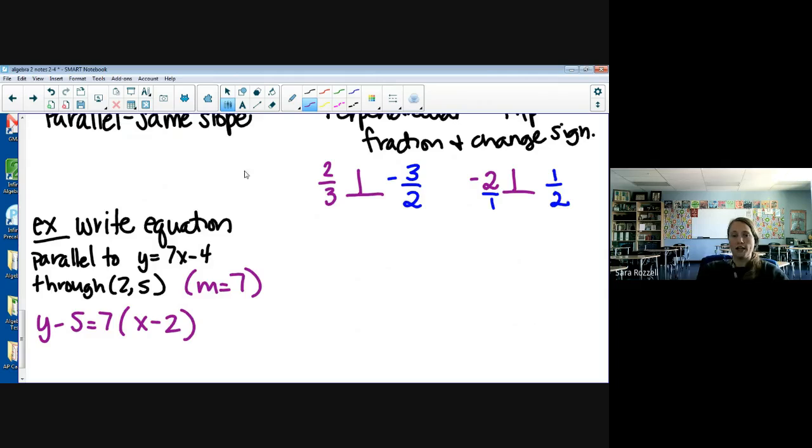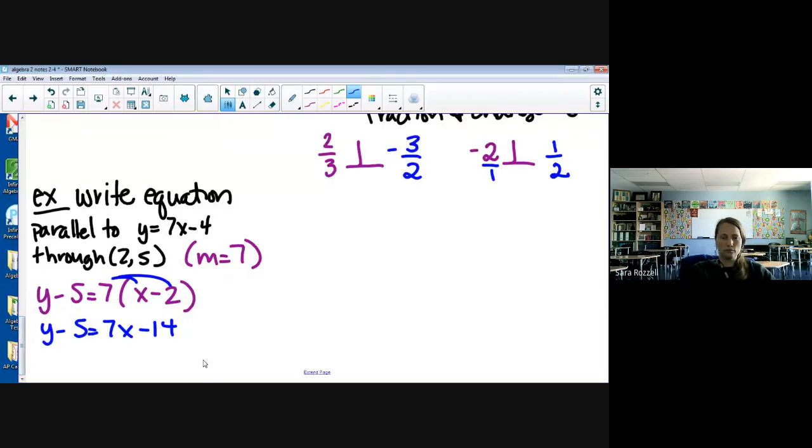Good, good, good. All right, let's go ahead and distribute and solve for y, just for a little bit more practice on that. So y minus 5 equals 7x minus 14. And do we need to add the 5 or subtract the 5 to move it? We need to add it. Good job. So we add our 5. And we end up with y equals 7x minus 9.